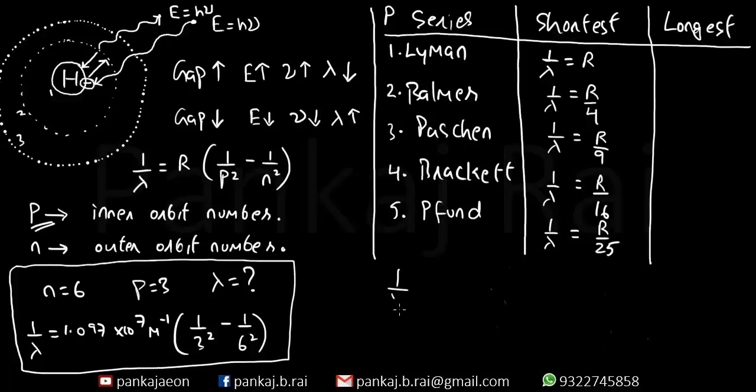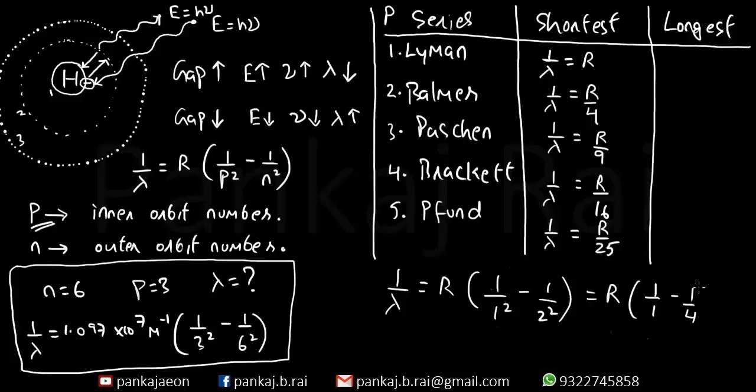If the gap is shortest, then the wavelength would be longest. So let us use the formula that 1 by lambda is equal to R times 1 by p square minus 1 by n square. For Lyman series the p is 1. Now n for the longest wavelength has to be the immediate next orbit, which is 2, so it is R times 1 by 1 square minus 1 by 2 square, which is R times 1 by 1 minus 1 by 4. Cross multiplying, 4 minus 1 by 4, so it would be 3 by 4.